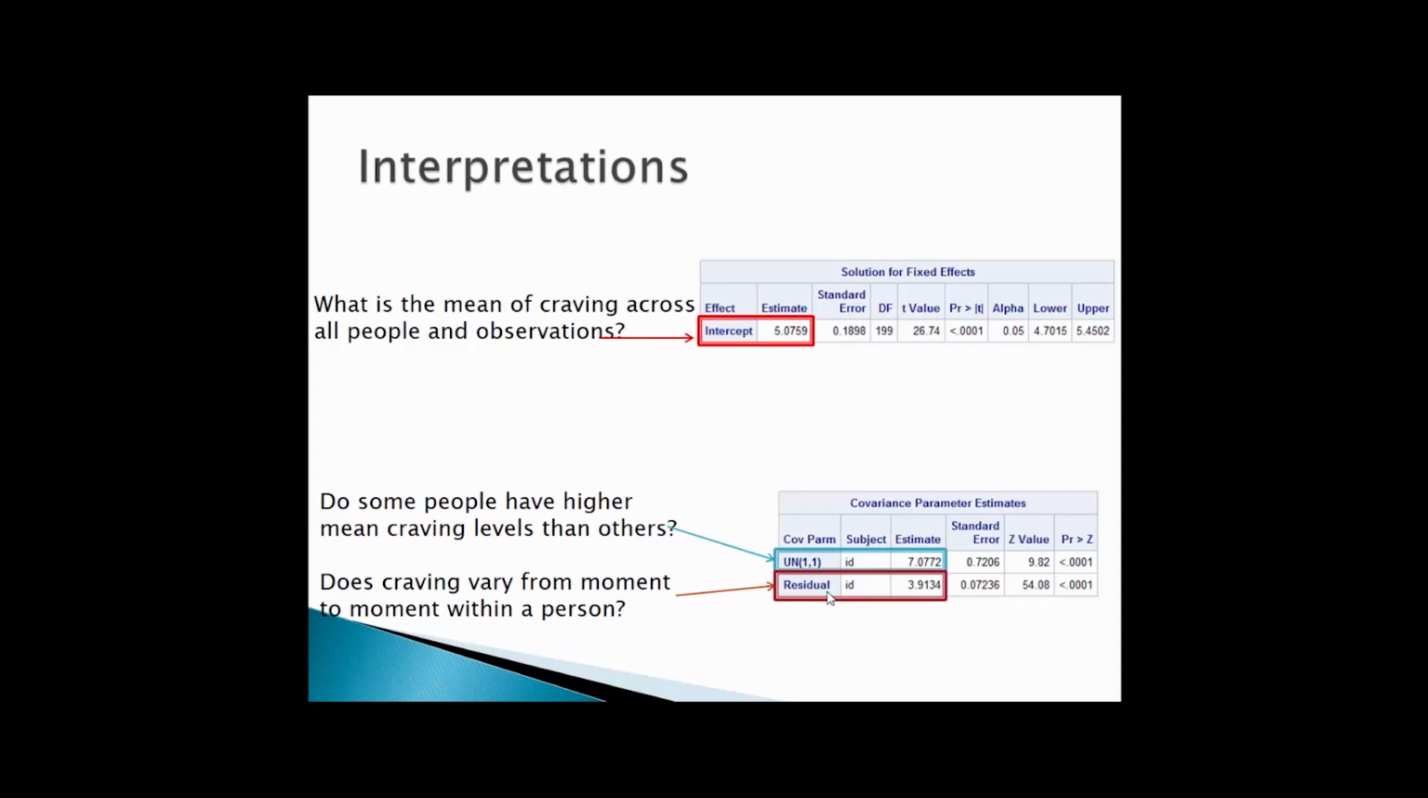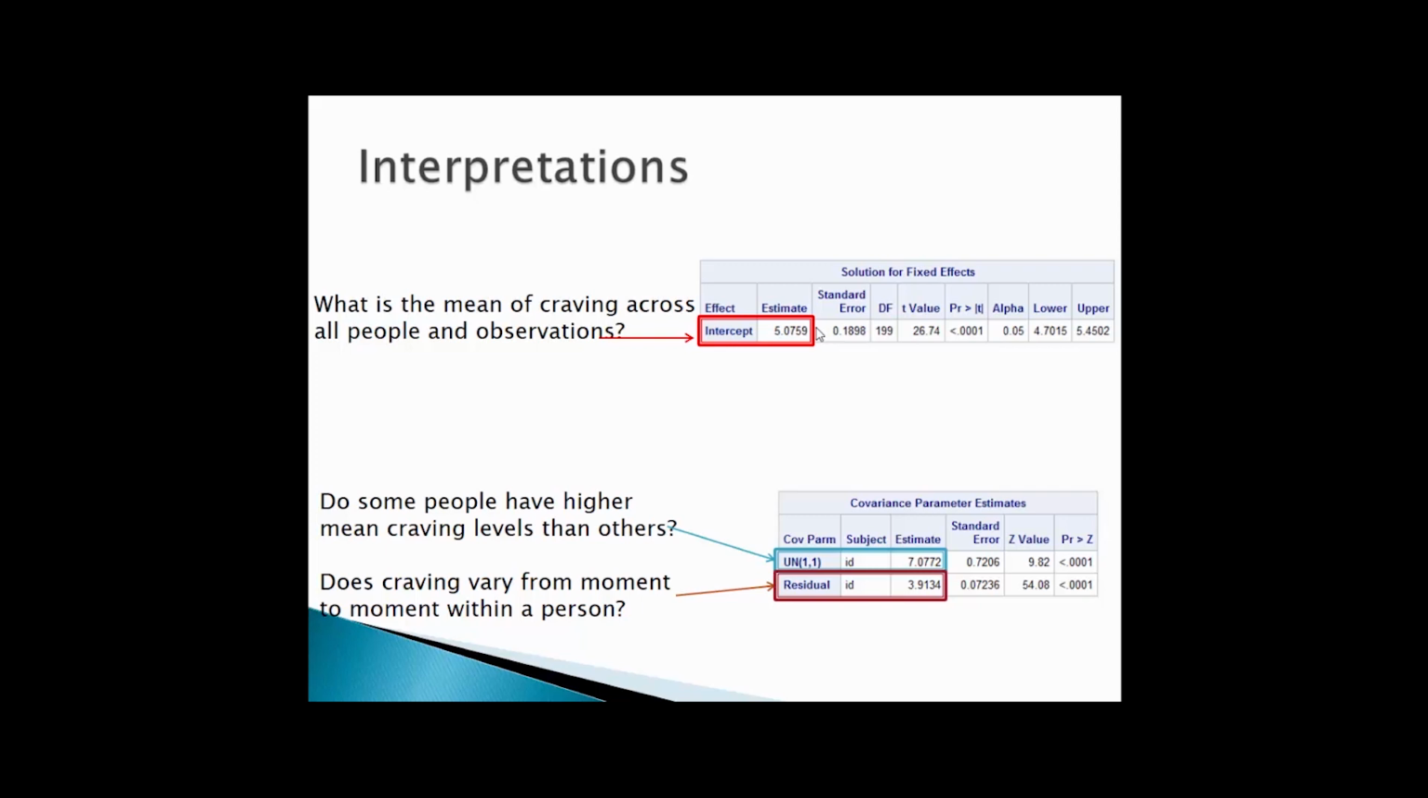And so if we interpret these things a little bit more, what we see is that the fixed intercept is a value of 5. Now remember the scale for craving was from 0 to 10. And so the intercept in this case is telling us what's the mean of craving across all people and observations. And we get a value of about 5, midway through the scale.